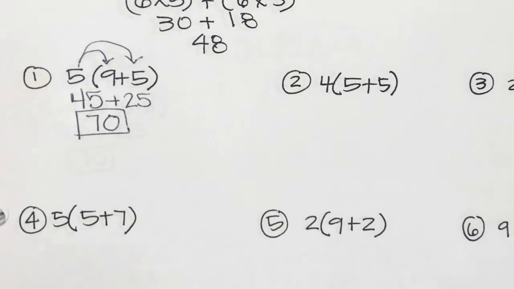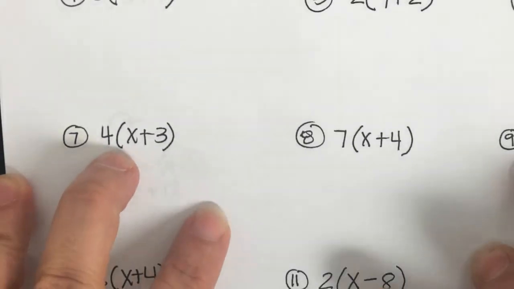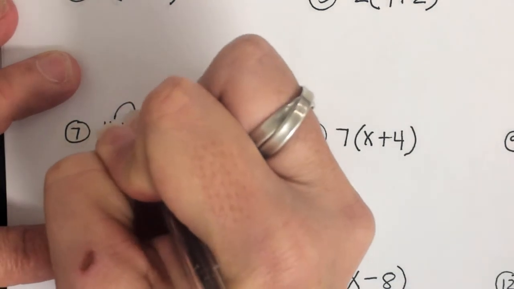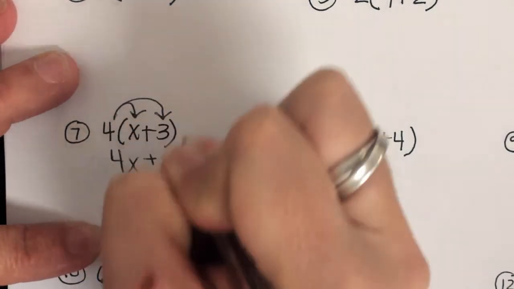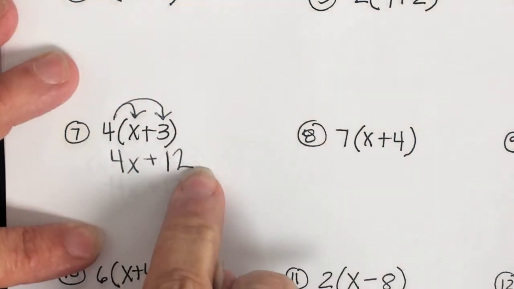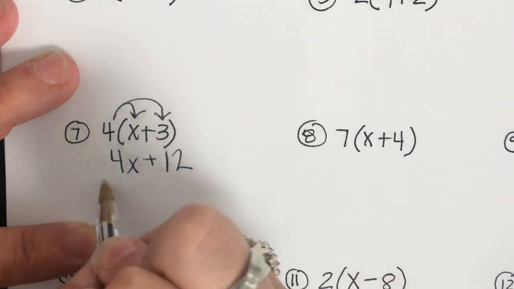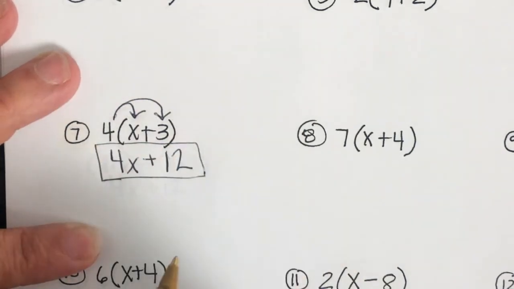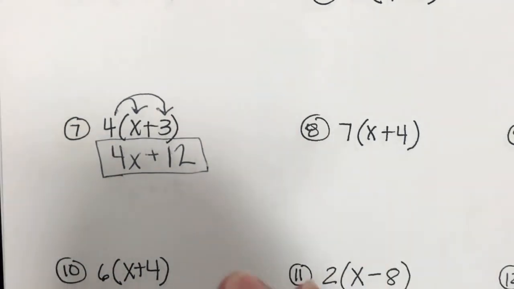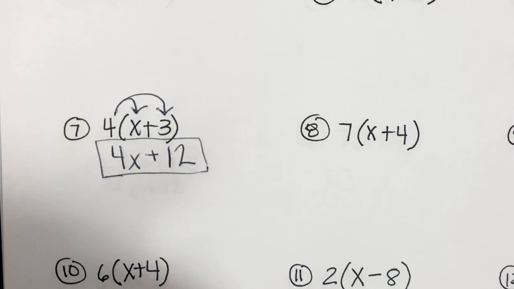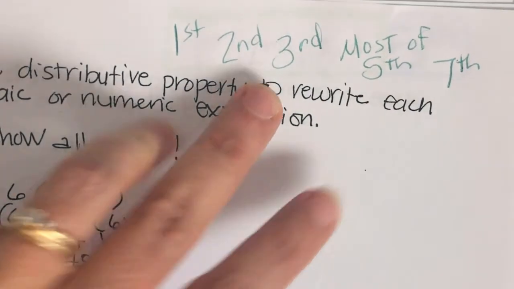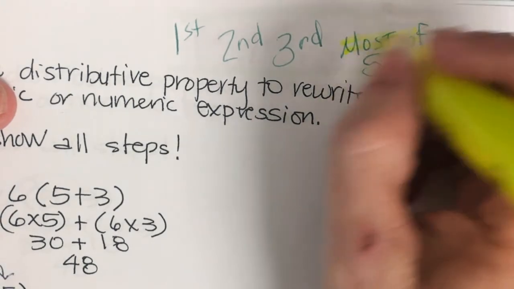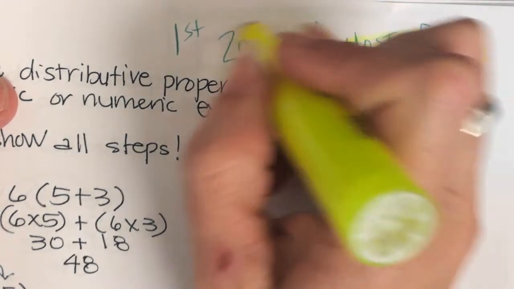Now, look down at 7. When you get to 7, you're still doing 4 times x is 4x, plus 4 times 3 is 12. But is there an x there? No. So you're done. That's all you can do with that one. I like this worksheet because it's showing you both ways. Some you're going to combine, some you don't. So once again, y'all keep working. This is first, second, third, most of fifth and seventh.